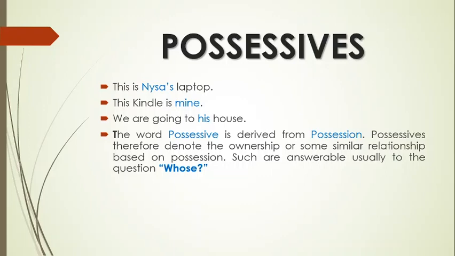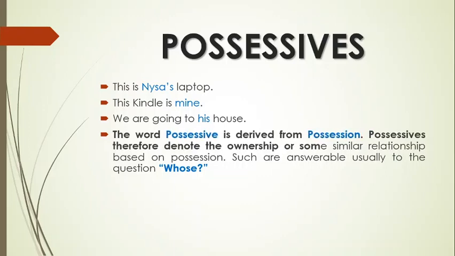You see, the word possessive is derived from possession. Possessives therefore denote the ownership or some similar relationship based on possession. Such words are usually answerable to the question whose. So whose laptop? Nisa's. Whose Kindle? Mine. Whose house? His. Now let us discuss the various types.